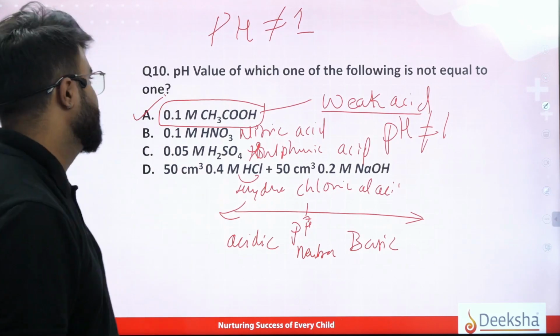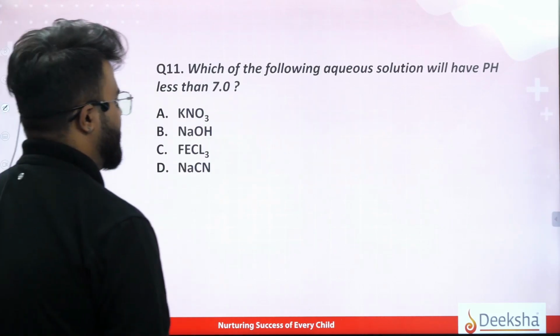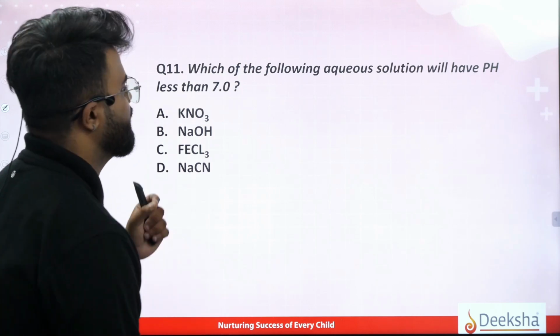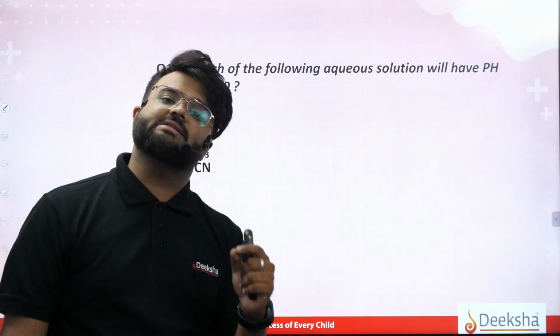Okay, clear? Next question is question number 11. Which of the following aqueous solutions will have pH less than 7?